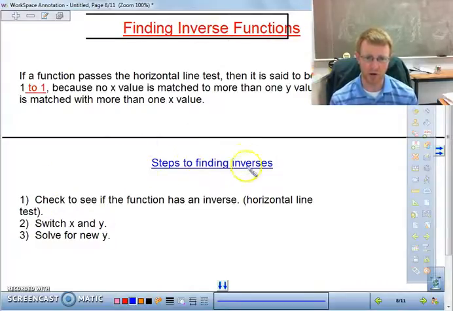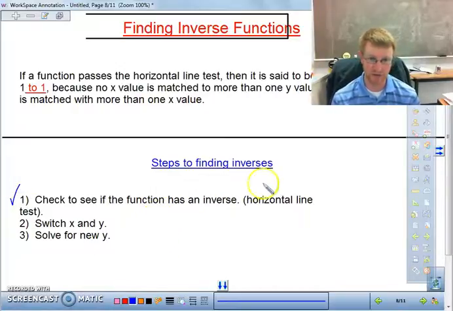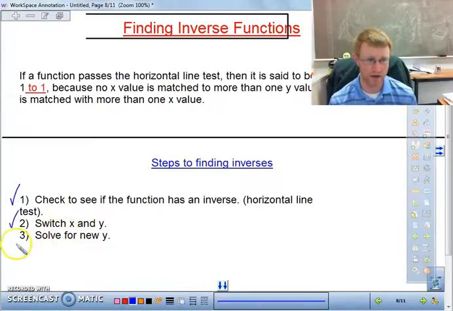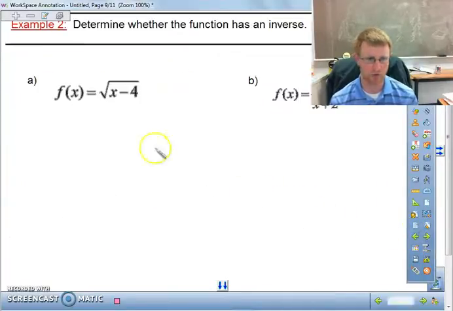So now when we're going to find inverses algebraically, the first thing you want to check is to make sure that it actually has an inverse, meaning it has to pass the horizontal line test. The second step will be to switch your x and your y. We've done this in the past, maybe in your Algebra 2 class, switching your x and your y, and then your third step is to solve for your new y. So let's look and see how this works.